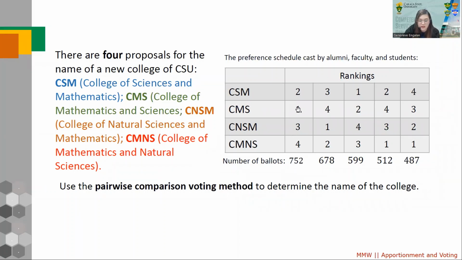752 voters voted with this ranking: first, second, third, fourth. Wait a moment, class. Okay, so 752 voters have this ranking: first is CMS, second is CSM, third is CNSM, and fourth is CMNS. Then 678 voters have this ranking. Then 599 have this ranking. Then 512 have this ranking. And 487 have this ranking.